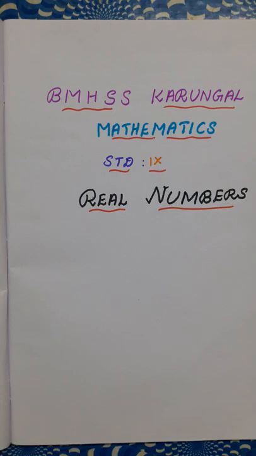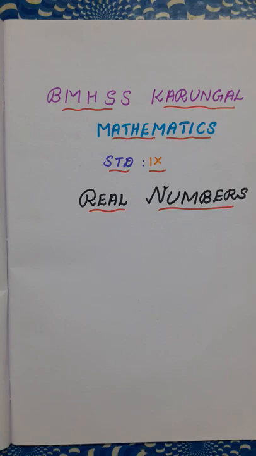In the previous class, what did you learn? Real numbers. What is real numbers? Rational numbers and irrational numbers together is called real numbers. A rational number can be written in the form of a terminating decimal or a non-terminating and recurring decimal.